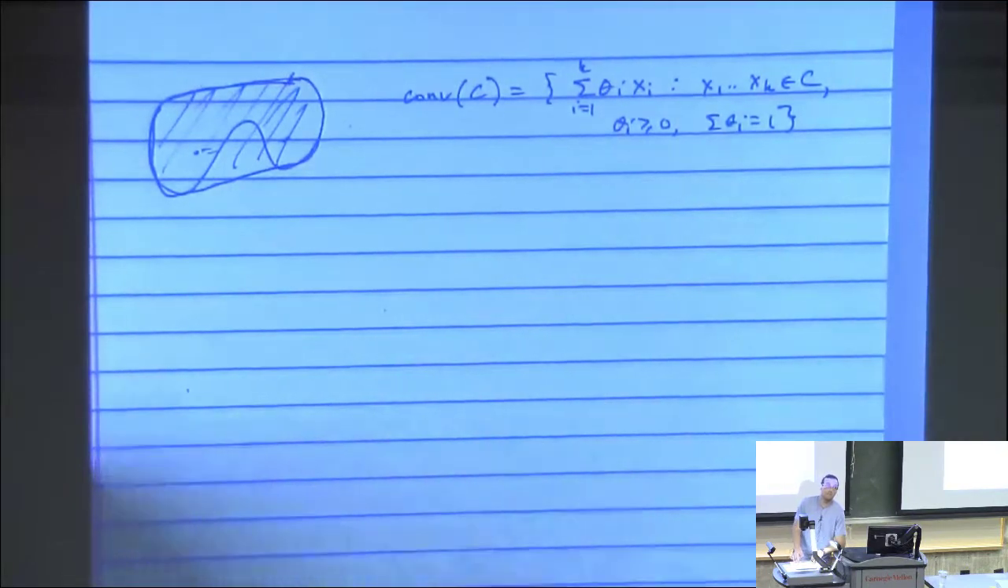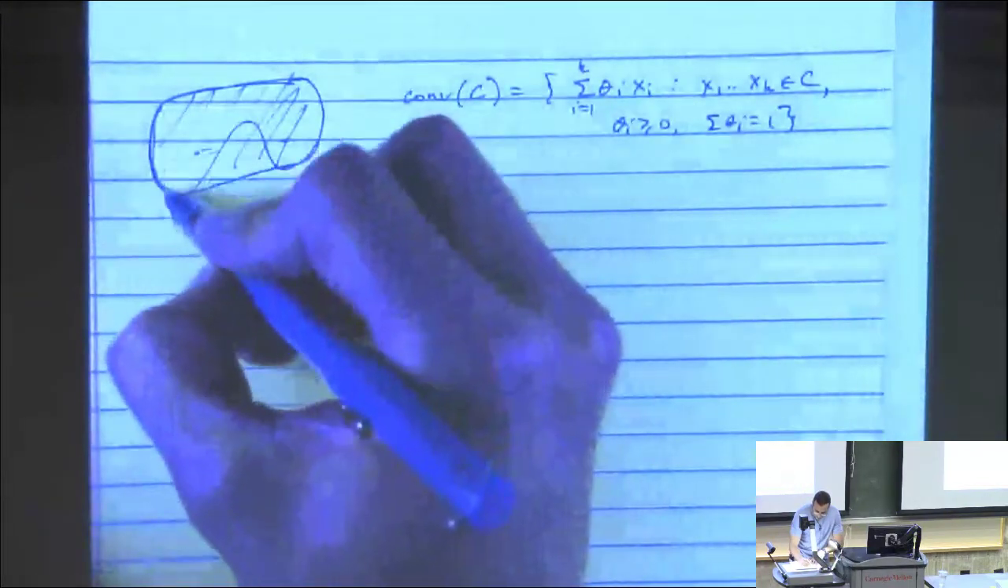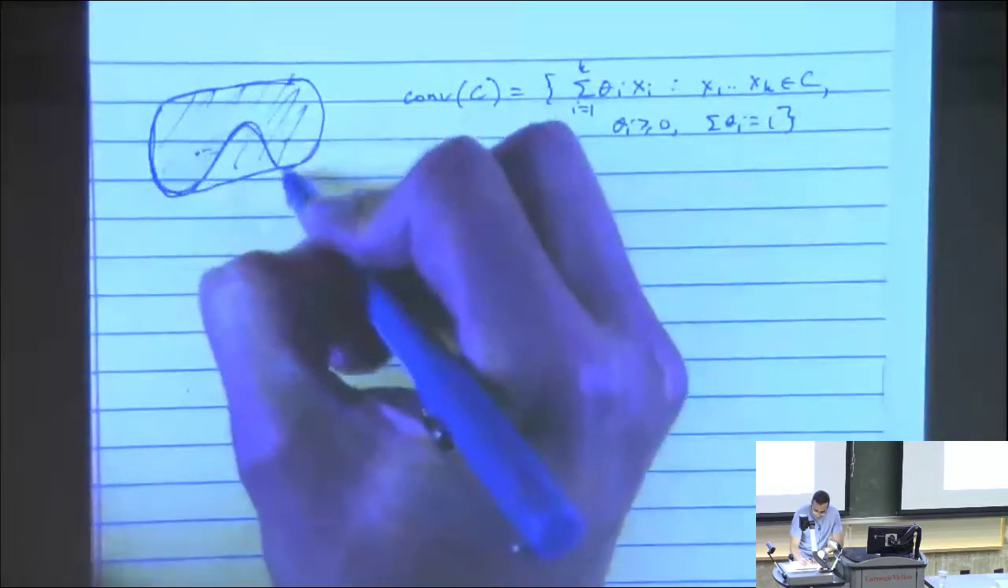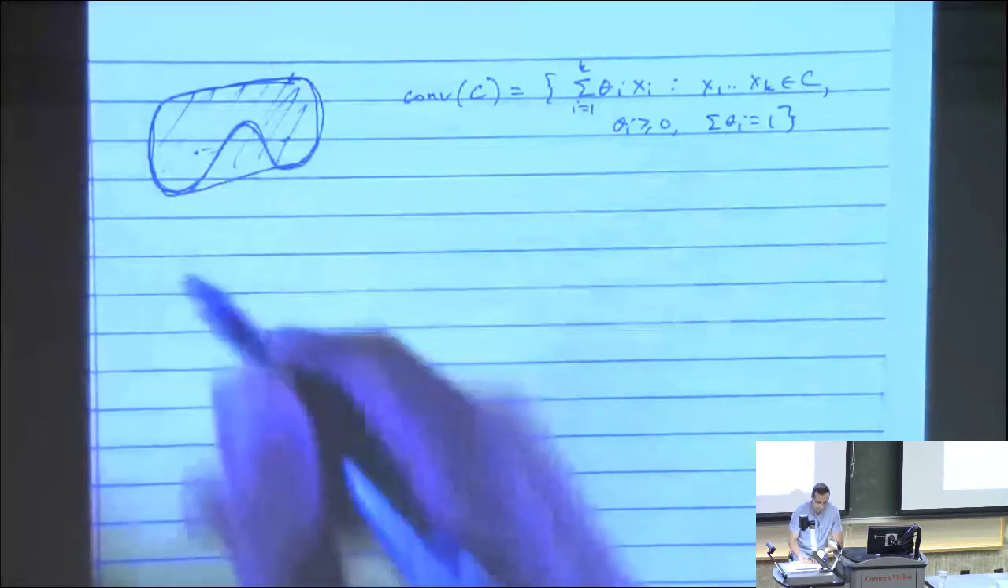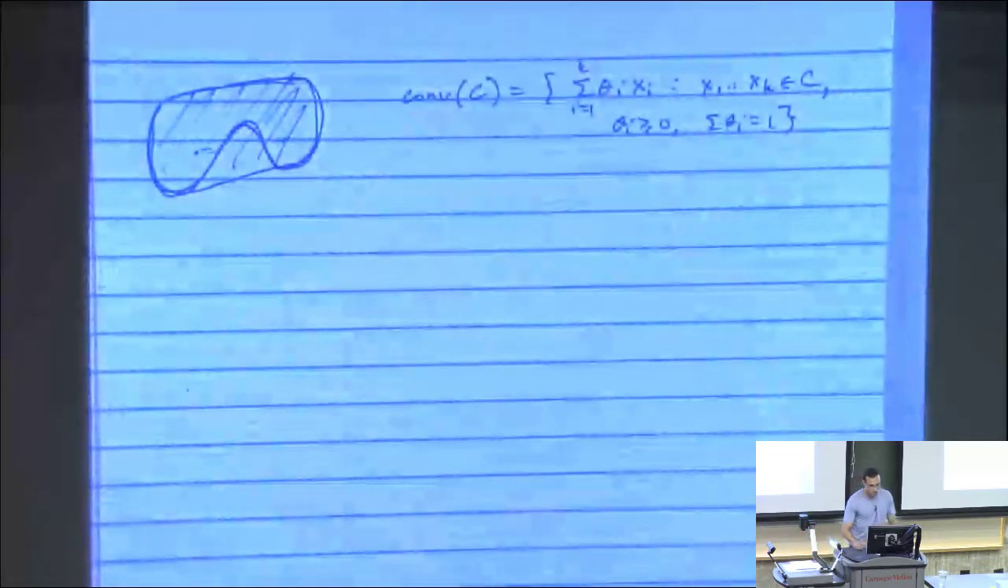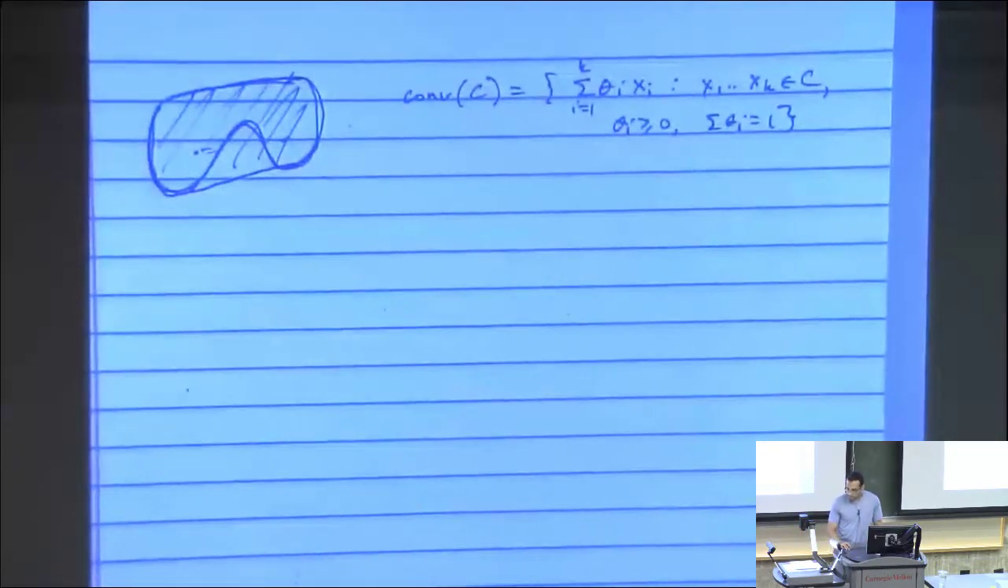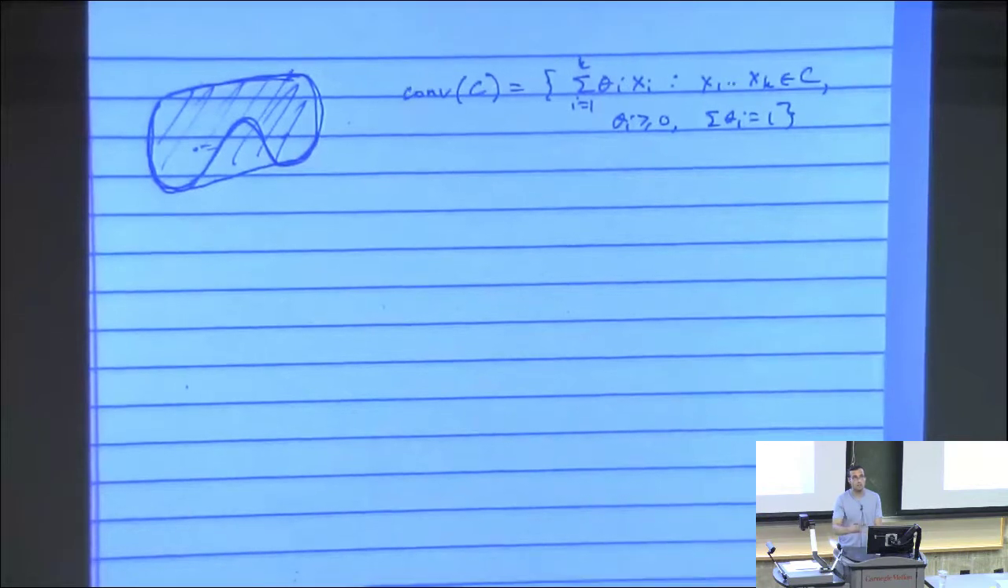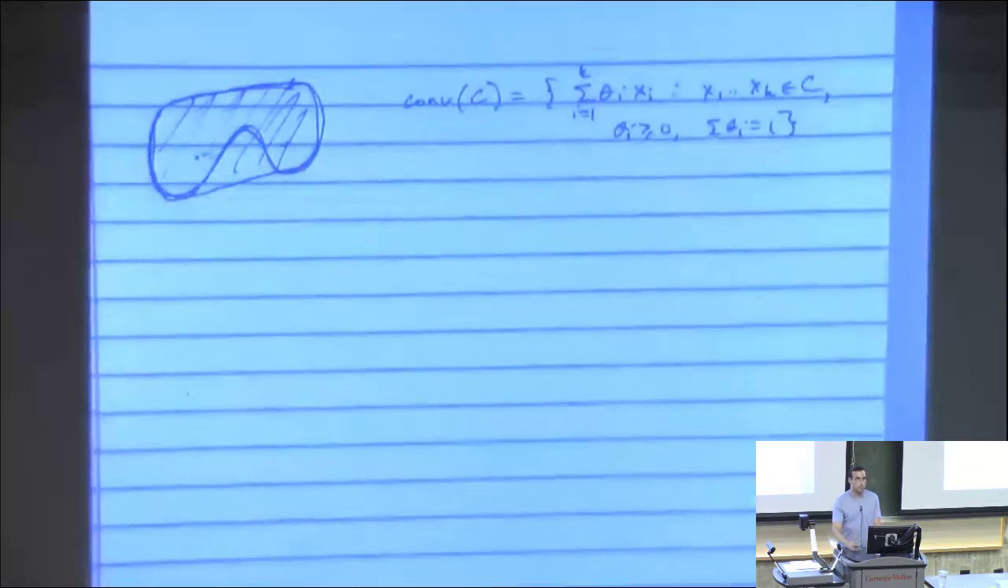So equivalently, another way to think about the convex hull is it's the smallest convex set containing your set. There's a bunch of convex sets that contain this. The convex hull is the smallest convex set that contains your set. It's always convex. You can check that right from the definition. Or if you use the equivalent definition, then it's convex by definition, right? It's the smallest convex set that contains your set, so it is convex.